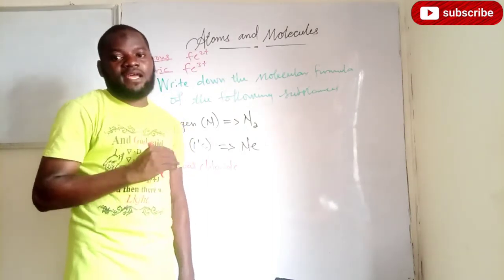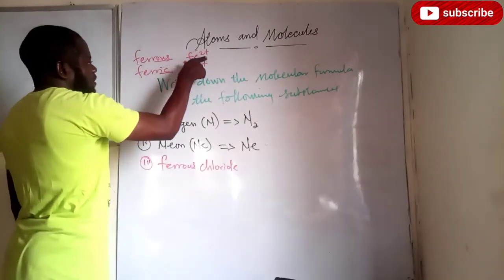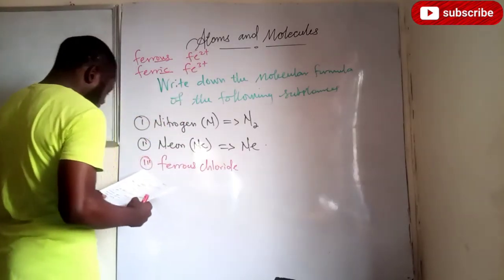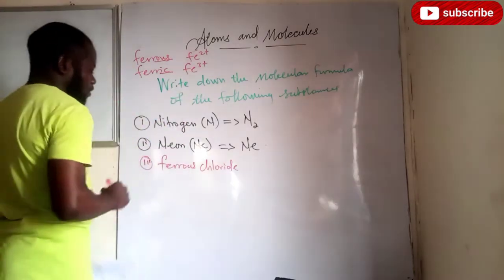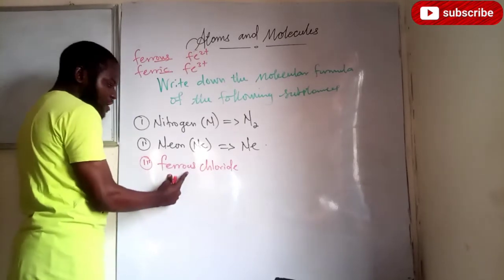Valency for all elements. Are we together? So let's move on now. Ferrous means what? The smallest one, which is what? 2 plus. And ferric means what? The highest one, which is what? 3 plus. So when you say ferrous chloride, you know, this is between what?